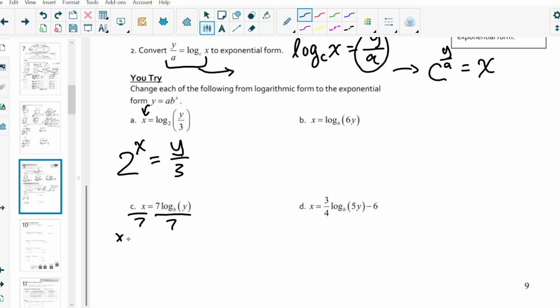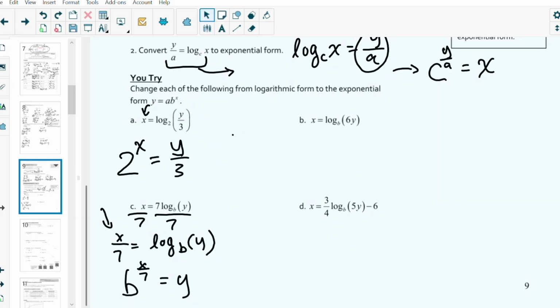I'm going to divide both sides by 7. Okay, the base is b. The exponent is x over 7. Okay, x over 7. And the result is y. Okay, give the other two here a try.